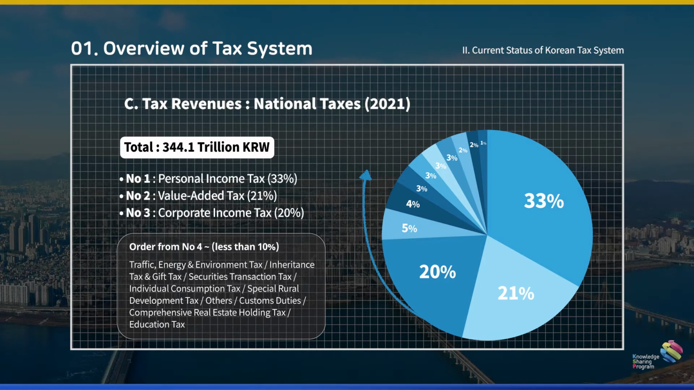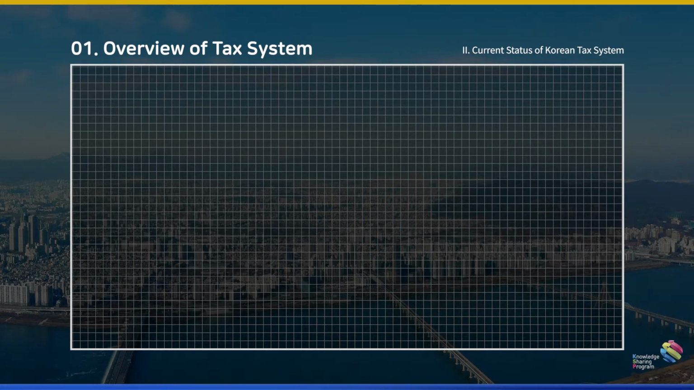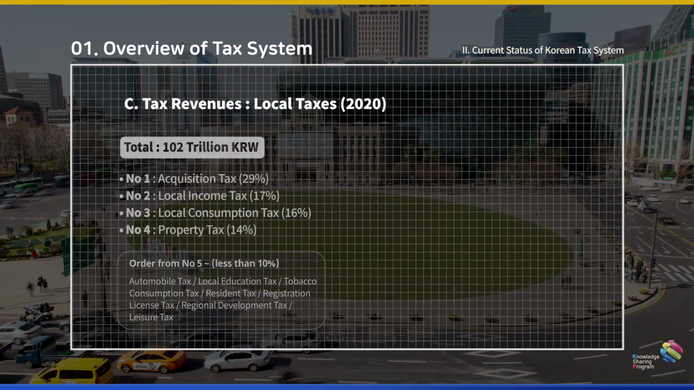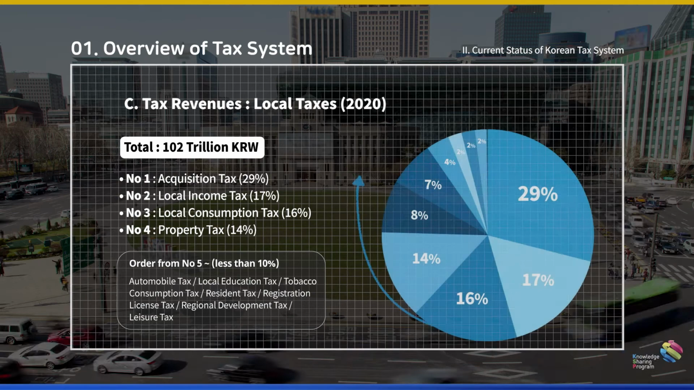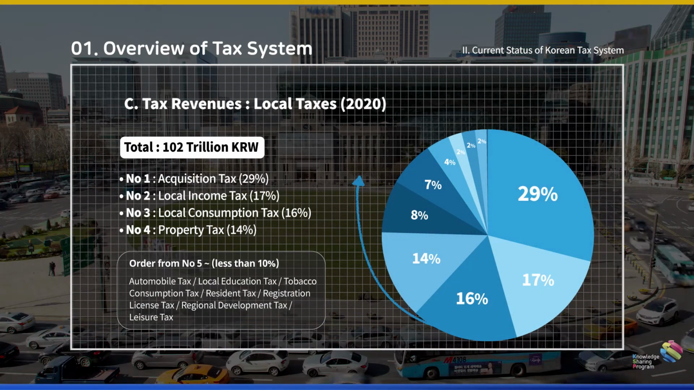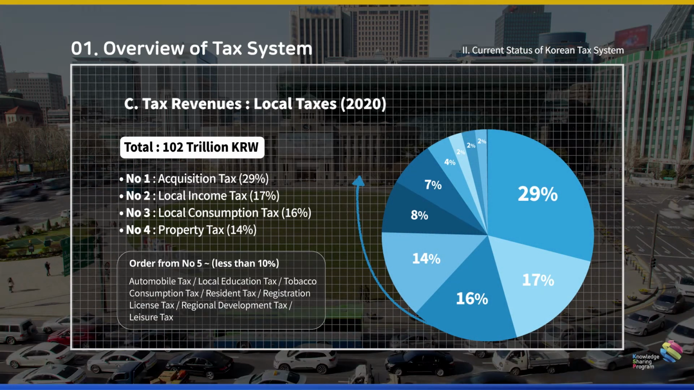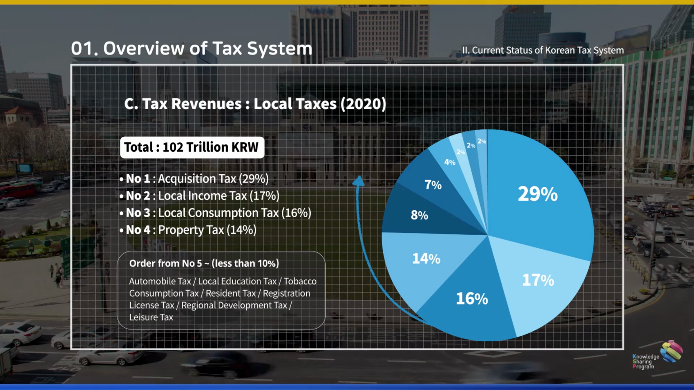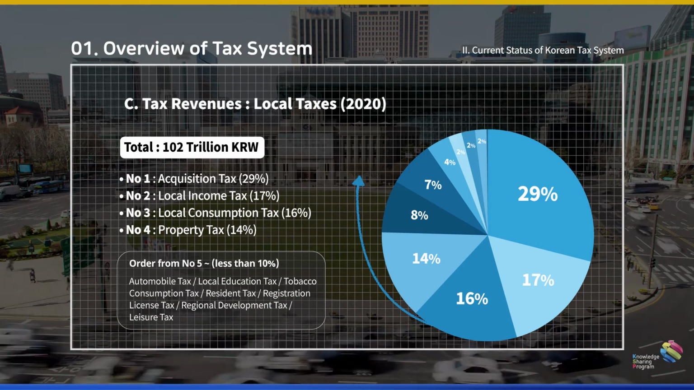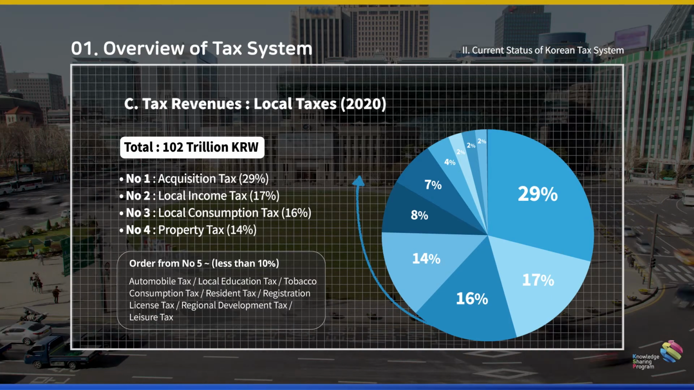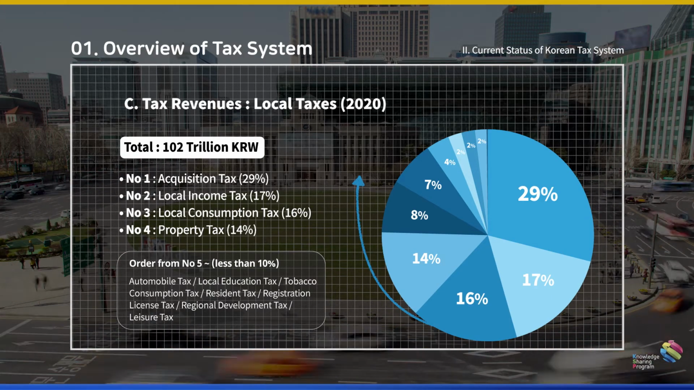As of 2021, a total of 344.1 trillion Korean won was collected as national taxes. The personal income tax constitutes 33% of the total national income taxes, followed by 21% from value-added taxes and 20% from corporate income taxes. These tax items listed in the box account for less than 10% of the total of national taxes. As for local taxes, a total of 102 trillion Korean won was collected in the year 2020. Among them, the acquisition tax constitutes 29%, which is the highest share, followed by the local income tax, local consumption tax, and property tax.